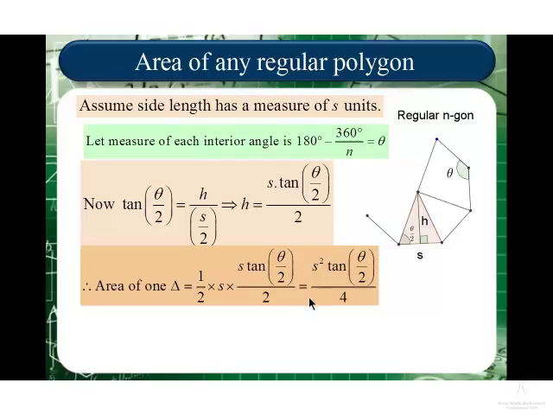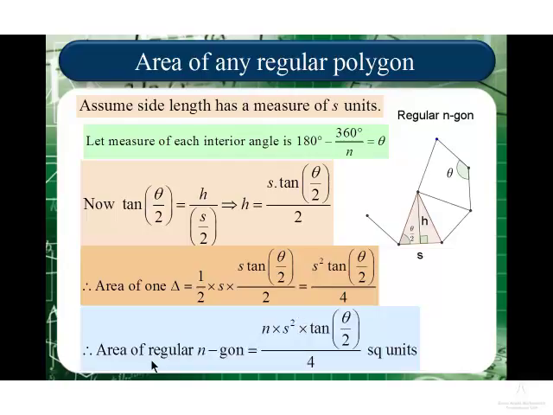Hence we know that the area of a regular n-gon, or polygon with n equal sides, can be given as n times S squared, that's the side length squared, times tan of theta over 2, divided by 4, where theta of course is the interior angle for such a regular polygon. And of course the measure in this case will be area in square units. If the measurement of the side length is given in centimeters, this will be square centimeters, and so on.